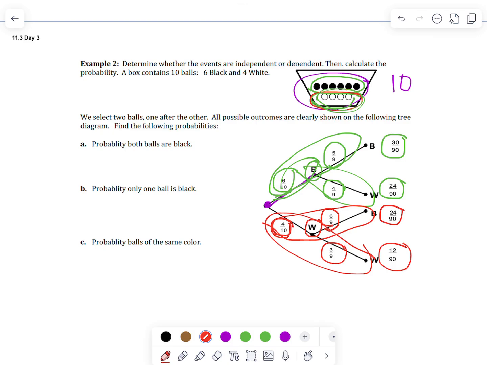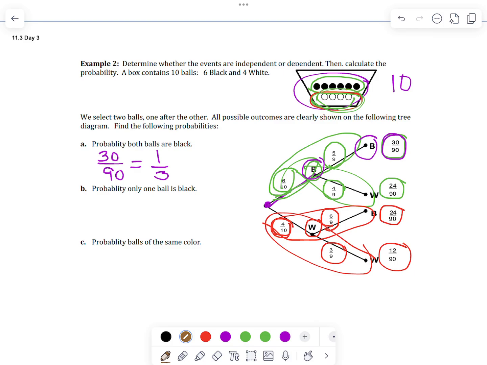So let's go ahead and answer some questions. The probability that both of the balls are black. So we have a black and then a black. So you just look at that end set of branches. So again, 30 out of 90, or reduce to 1/3.